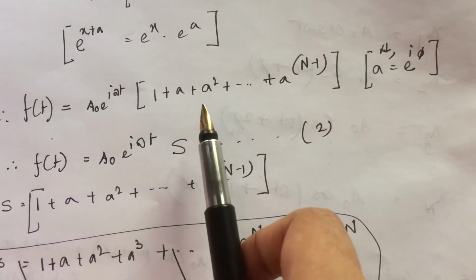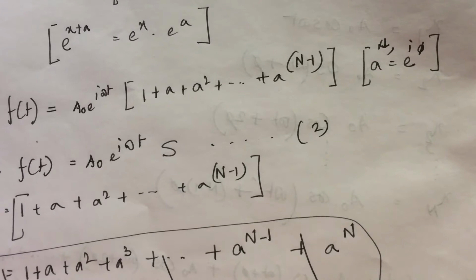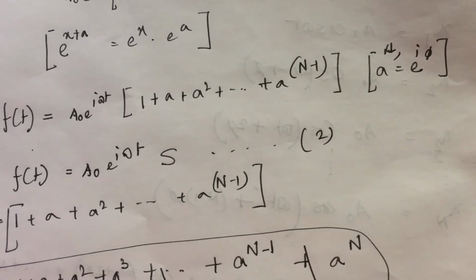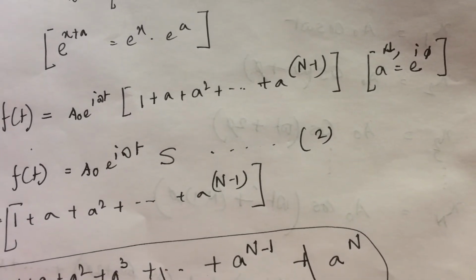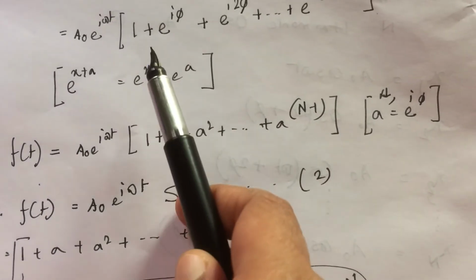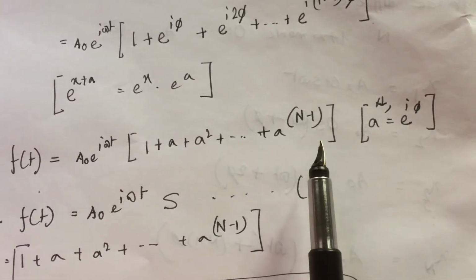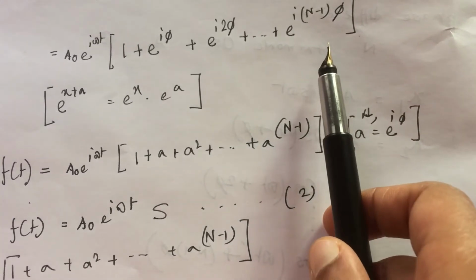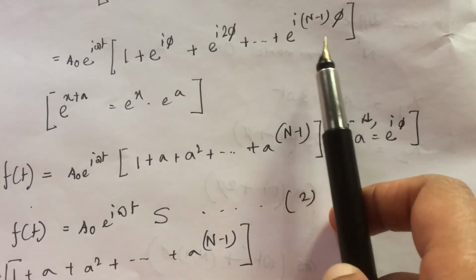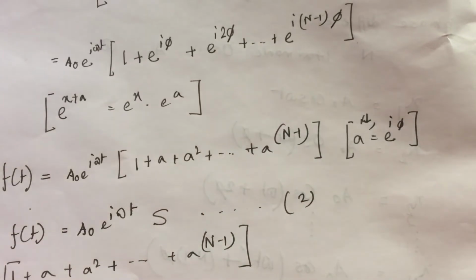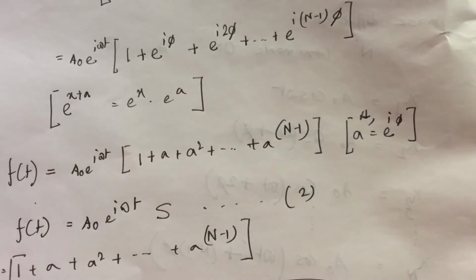Again, I have made a substitution for e to the power i phi. e to the power i phi is taken as a. So this is 1, e to the power i phi equal to a, e to the power 2 i phi equal to a square, and so on. And this is equal to e to the power i n minus 1 phi, a to the power n minus 1.